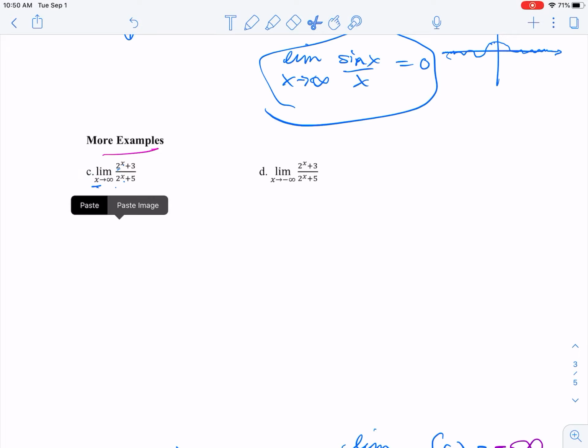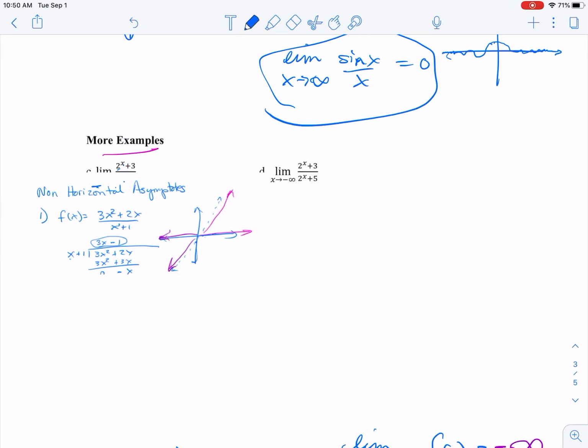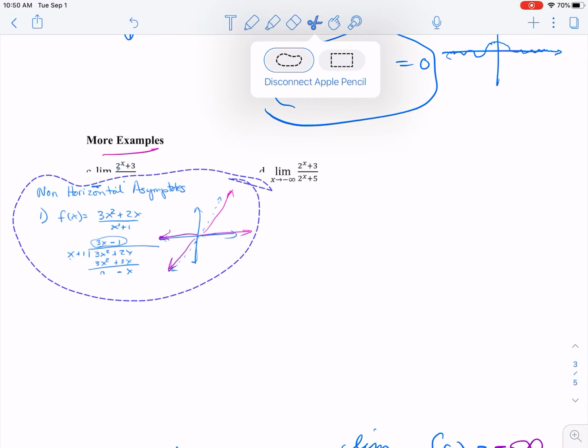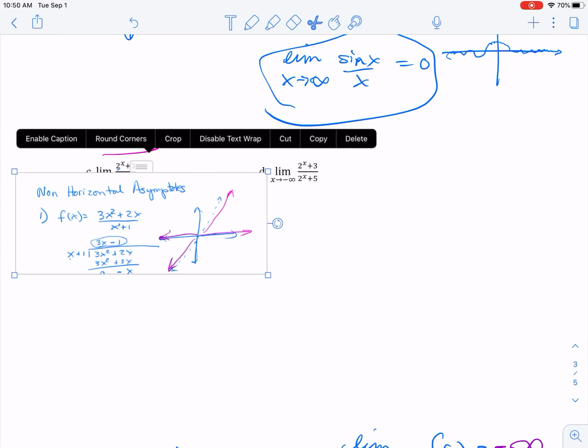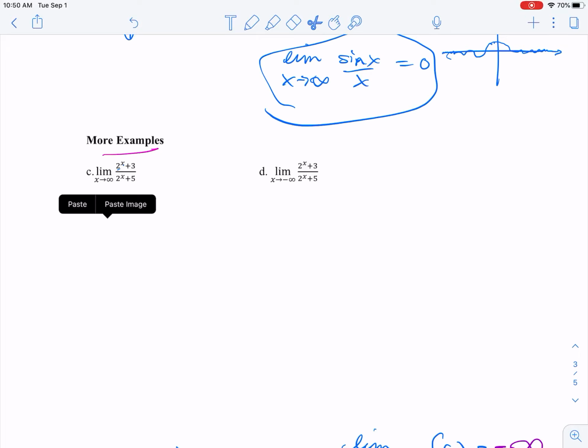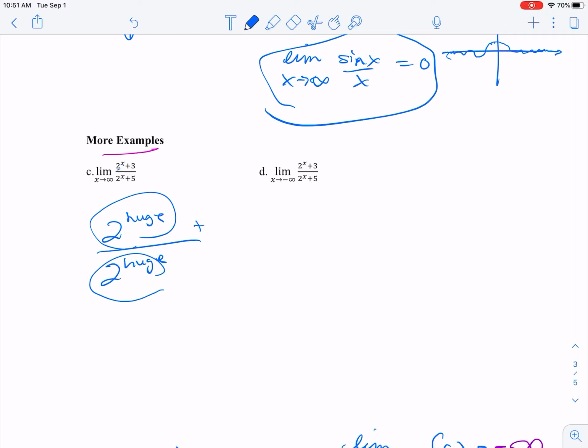So you're going to 2 to a huge number. This is a big number. If I add 3 to it, does it make any difference? Or I add 5, does it make any difference? No. So you got a huge number over a huge number. This is going to approach 1.